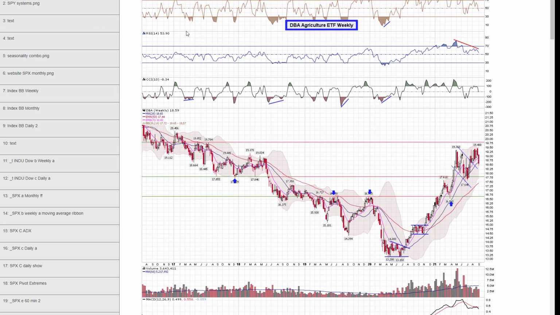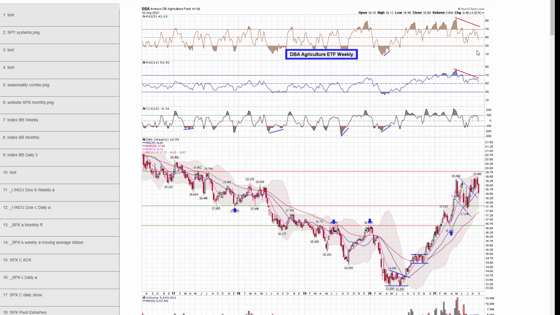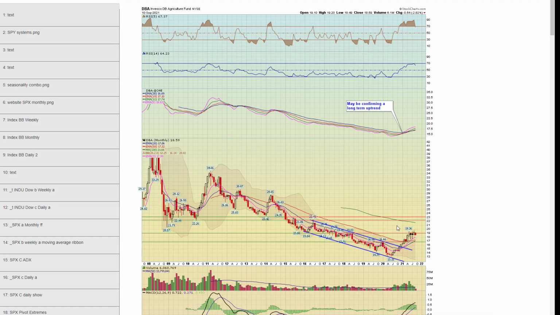Chart 74, DBA, agriculture ETF. Again, the ags were weak last week. Okay, all the ags down 2.5%. Long-term, of course, it's in an uptrend. Next. Chart 75, here's your monthly view.